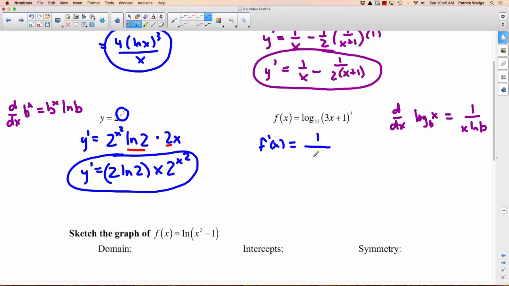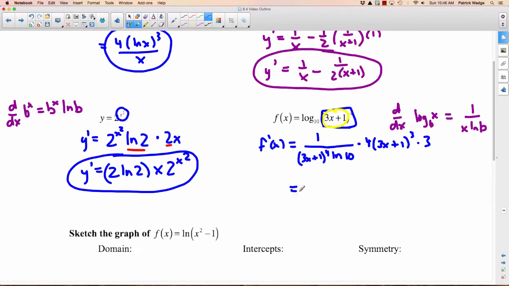Well, x is this whole 3x plus 1 to the 4th, times the natural logarithm of b. b is the base, and in this case the base is 10. I really wish I hadn't put that. I was kind of giving it away to you. And then we're going to multiply by the inner function, and we've got to use the chain rule in this as well. So the 4 comes down, multiplied by 3x plus 1, now it goes down to the 3rd power, and then we take the derivative of the inner function, which is 3.